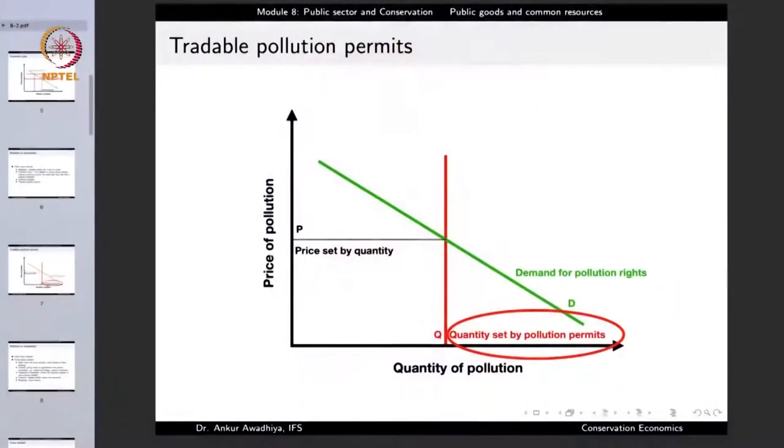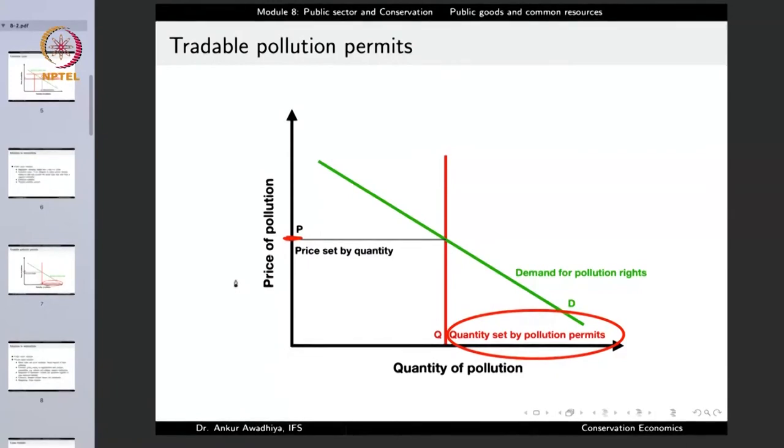Now what happens? Here as well, you have the demand curve for the pollution rights, but now the quantity has been set. And once we have the quantity, this quantity will determine the price that the people will be ready to pay for these pollution permits.